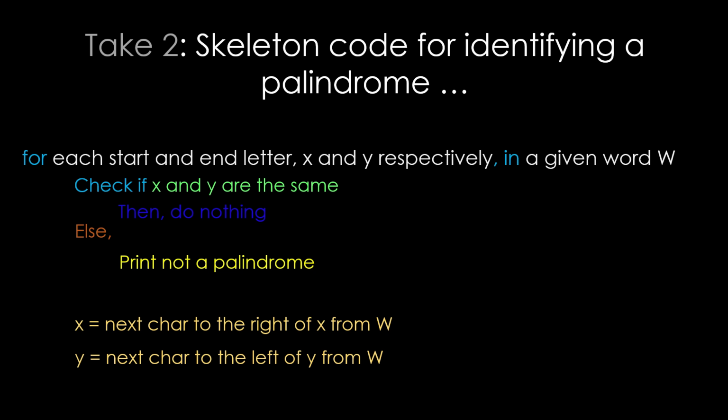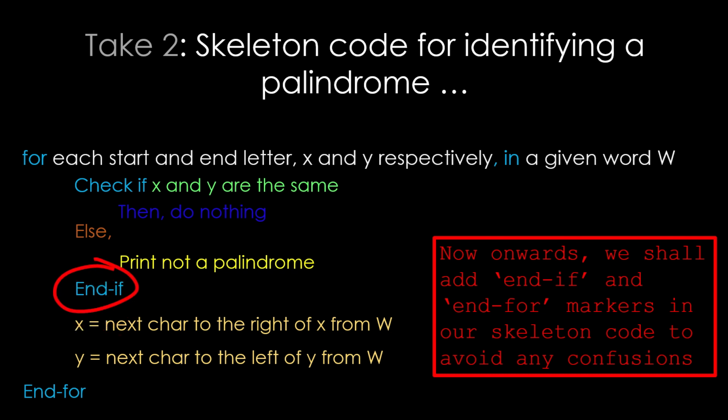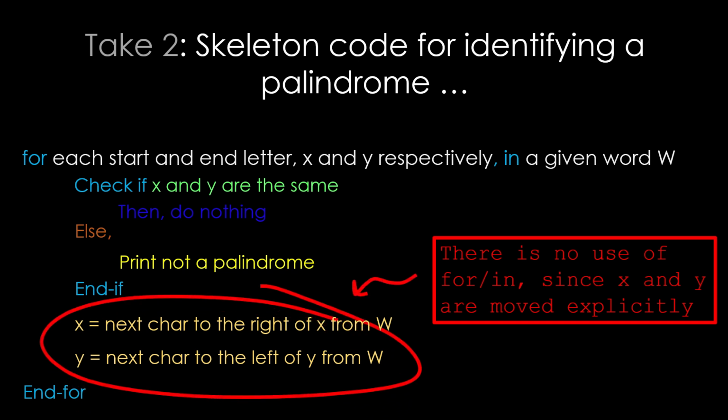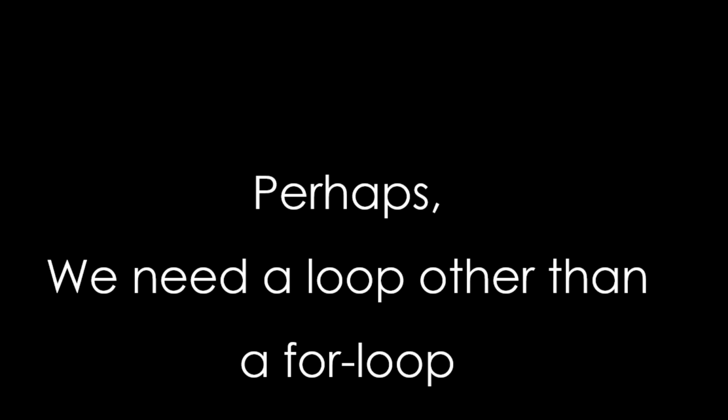First note that now onwards we will clearly indicate where a loop or a decision block ends by mentioning end for, end if, etc. This avoids any confusion with new lines. Next, note that this skeleton looks much more detailed than the previous one we have just discussed. But there is still a minor catch. The fact that we move X and Y explicitly means the for-in loop might not be useful here. This is an indication that we should try out another loop command.